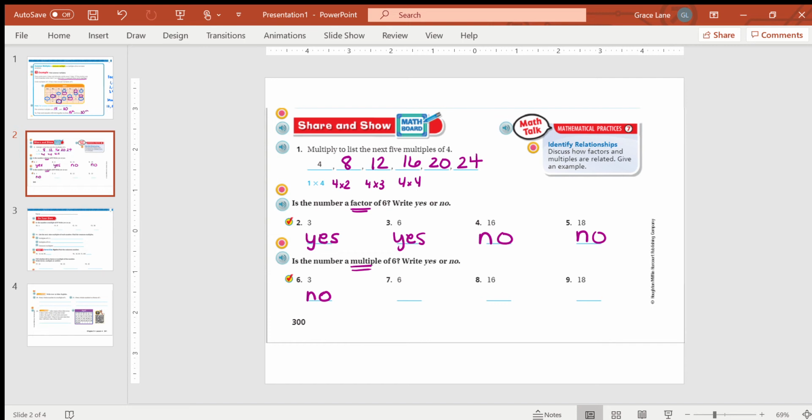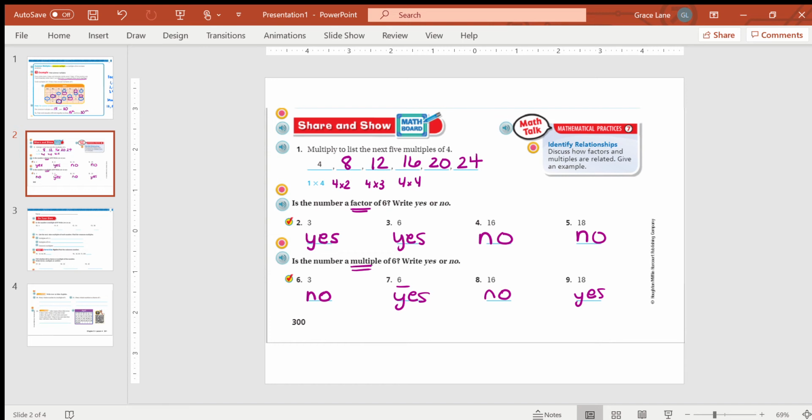Number 7, will 6 times something equal 6? Yes, that's the first multiple of 6, 6 times 1. Number 8, will 6 times something equal 16? No. Nothing times 6 will equal 16. And number 9, for 18, will 6 times something equal 18? Yes.